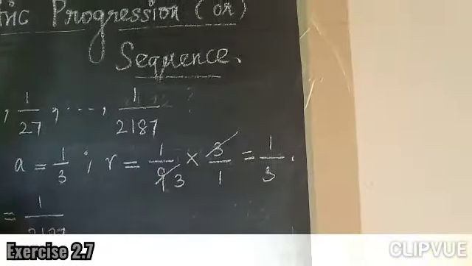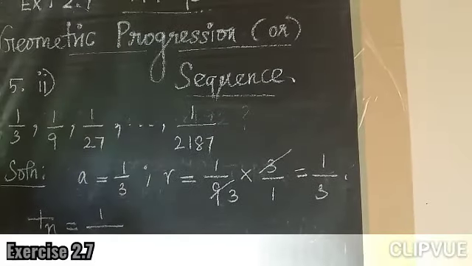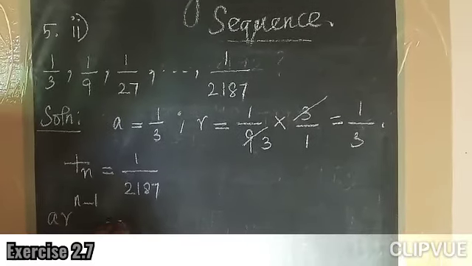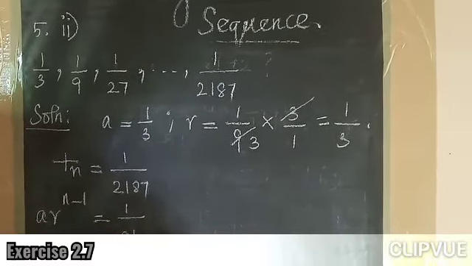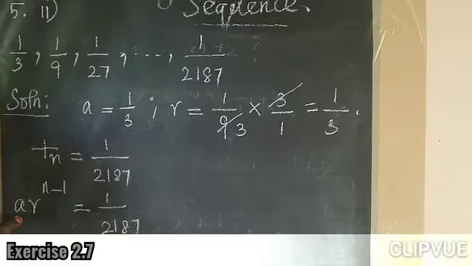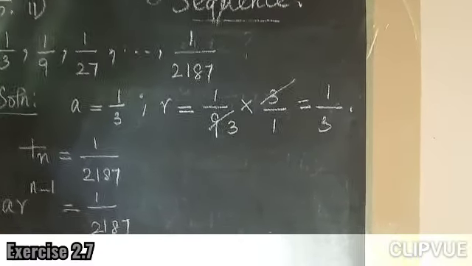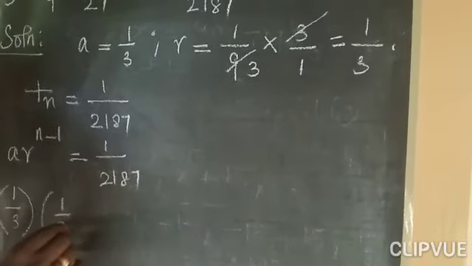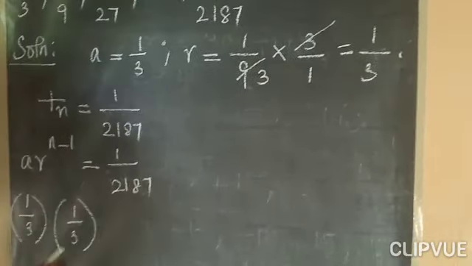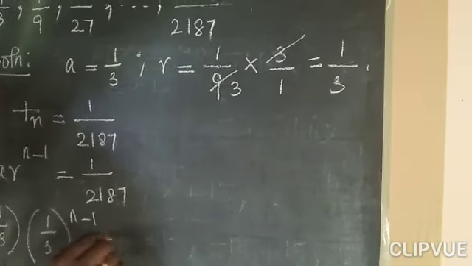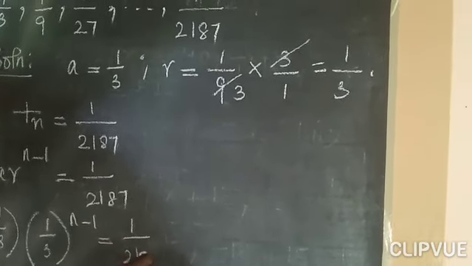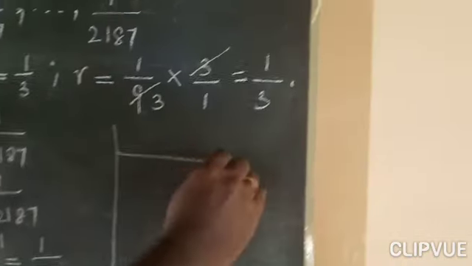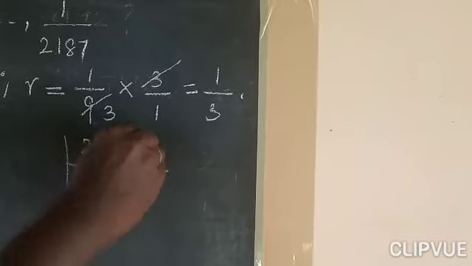You know that Tn is equal to 1 by 2187. So the Tn formula, AR power n minus 1, is equal to 1 by 2187. What is the value of A? A is equal to 1 by 3, into R, which is also 1 by 3, whole power n minus 1, is equal to 1 by 2187. So now I am going to find the prime factors of the number 2187.